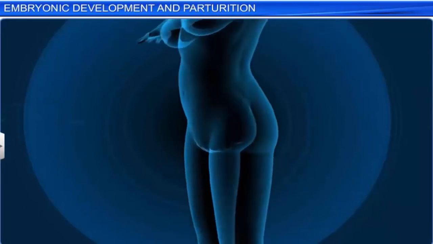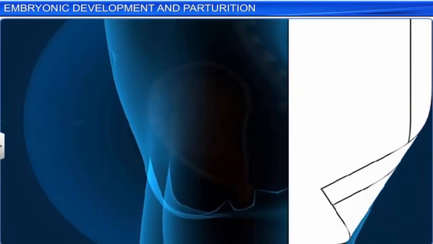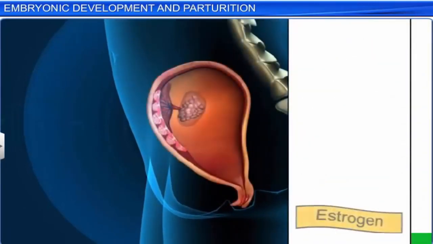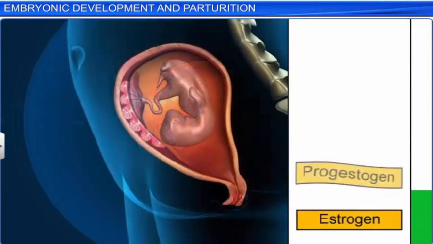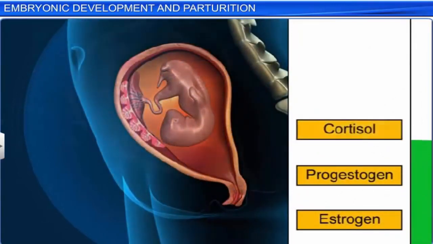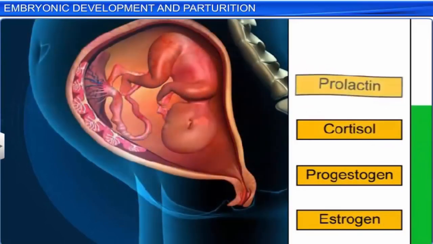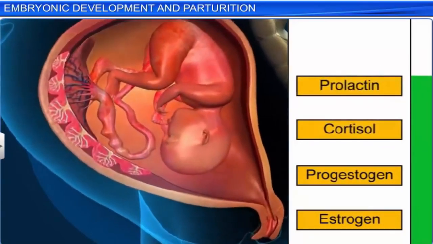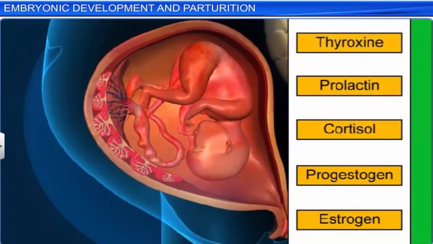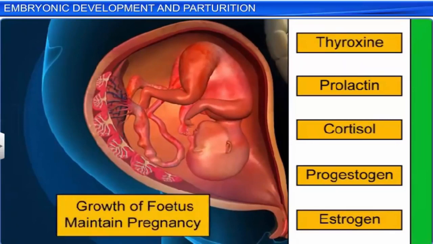Apart from the secretion of these hormones, the levels of other hormones such as estrogen, progestogen, cortisol, prolactin, and thyroxine also rise rapidly in a pregnant woman's body. These hormones support the growth of the fetus as well as maintain the pregnancy.